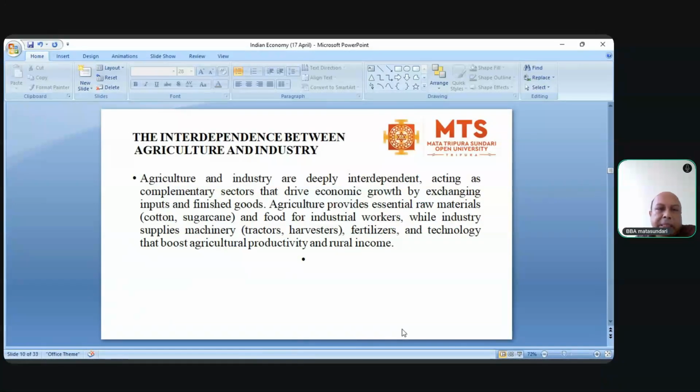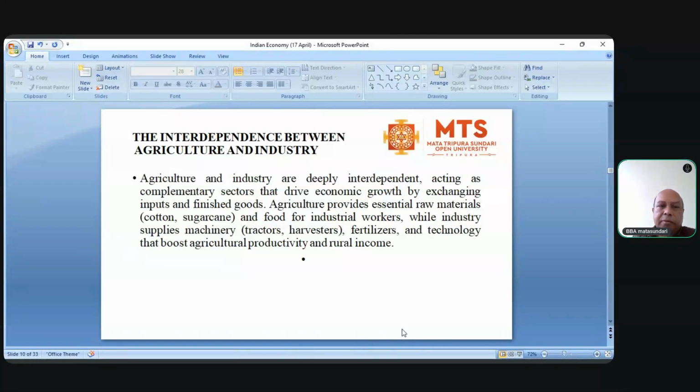Next, the interdependence between agriculture and industry. Here I will discuss how agriculture and industry are interconnected. Because in the economy there are three sectors: the agricultural sector or primary sector, the industrial sector or secondary sector, and the service sector or tertiary sector. So the agricultural and industrial sectors are basically interconnected, or you can say they are interdependent among themselves.